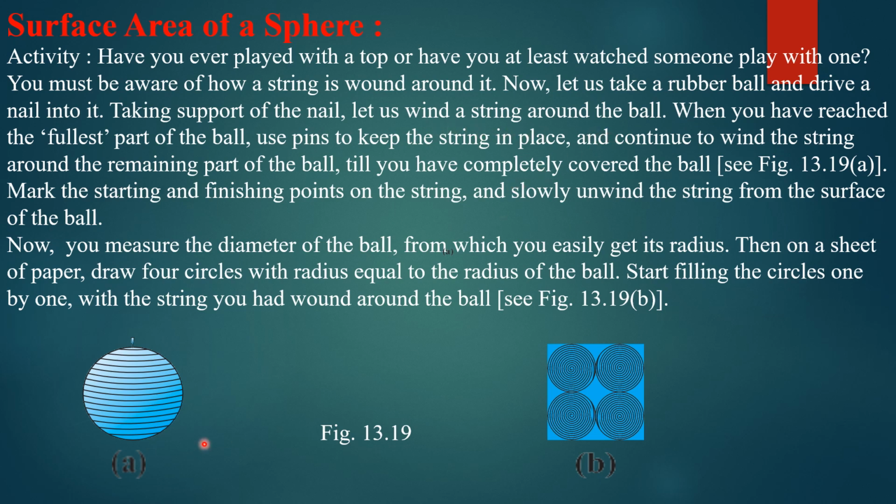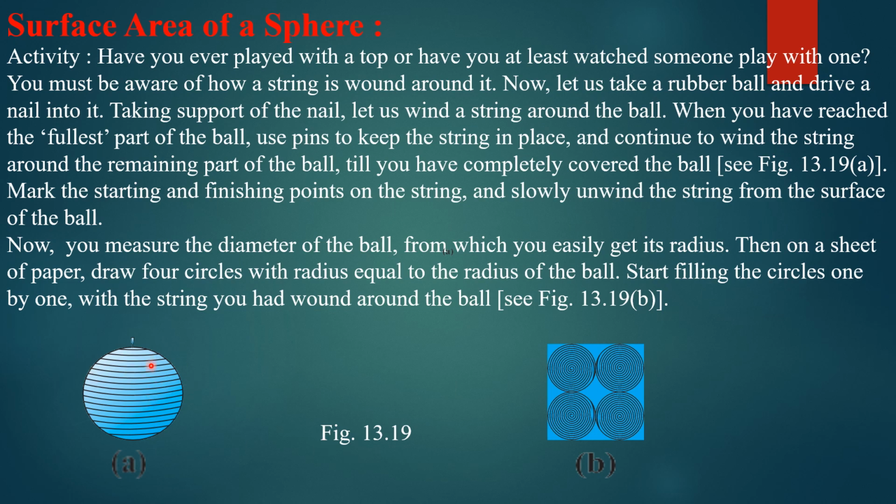Okay, my children, here we have to take a string and we have to wind it around this ball. When you have reached the fullest part of the ball, use pins to keep the string in place and continue to wind the string around the remaining part of the ball. Like this we have to wind that string to the fullest part of the ball till you have completely covered the ball. See this figure 13.19a.